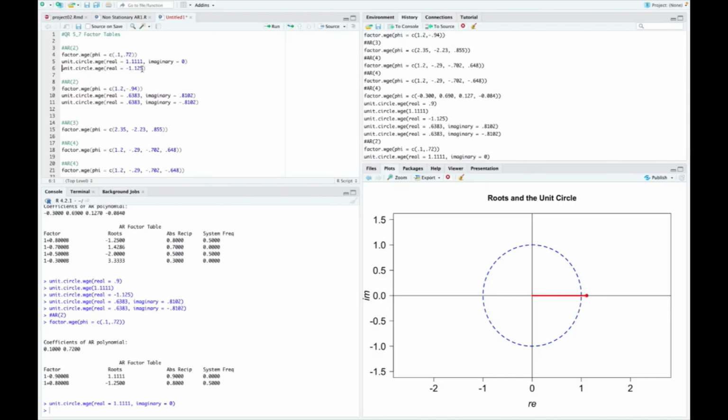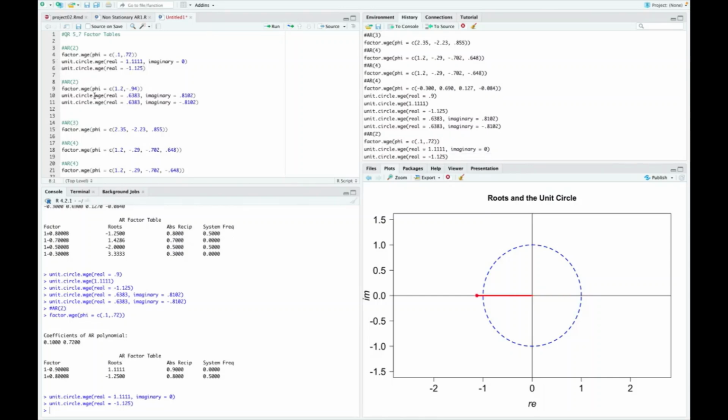And same thing for this one. You could do real equals this. The imaginary part is defaulted to be 0. And so we do that, and it flips over here. Again, you can see that it's outside the unit circle.